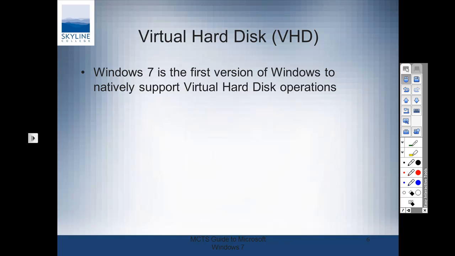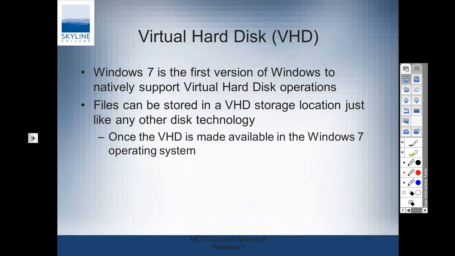Virtual hard disk: this is the first version to natively support VHDs, and you can create VHDs within the operating system. You can mount VHDs within the operating system, which is something that's kind of new. The advantage is it's a file. You can store stuff on it. If you want to move it from one location to the other, all you have to do is copy it.